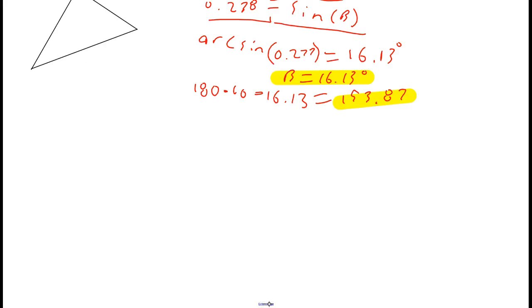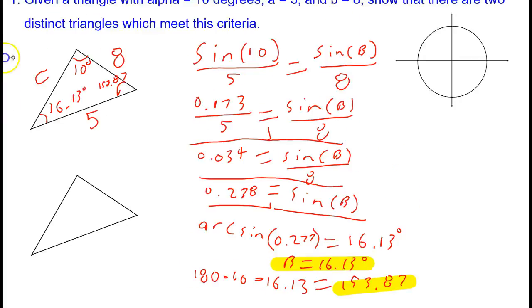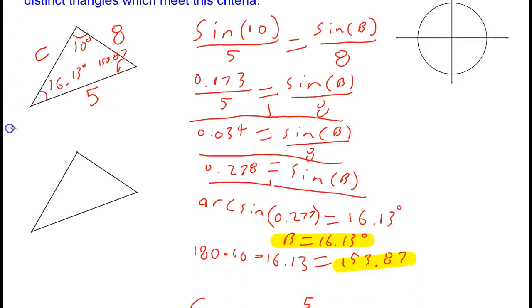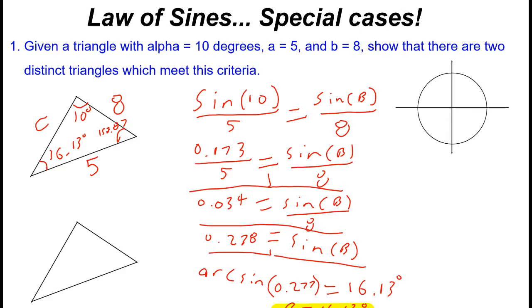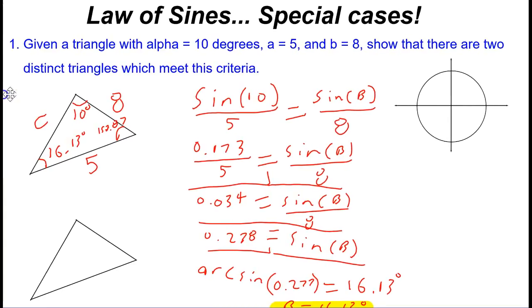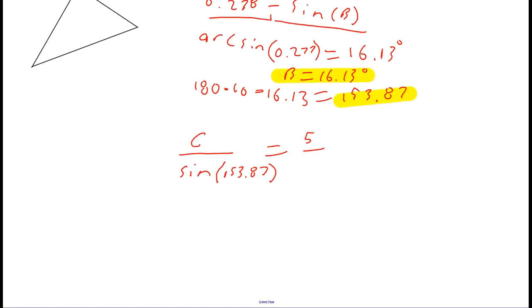I'm going to need to give myself some more room. Okay, so we'll do C, side C, over sine of what we now know is the corresponding angle, 153.87, equals, and then we go back to what we had before. We got 5 corresponding to alpha, which is 10 degrees. There we go. I don't know why it jumped around on me.